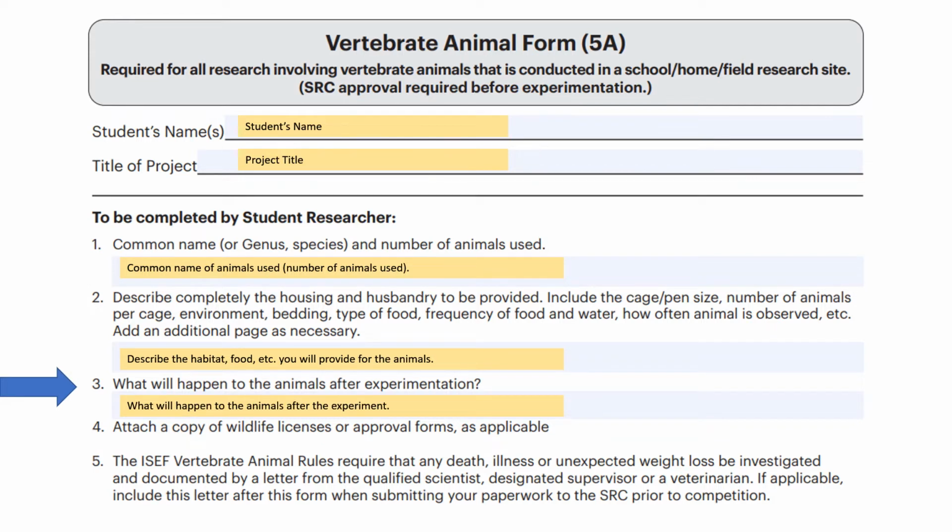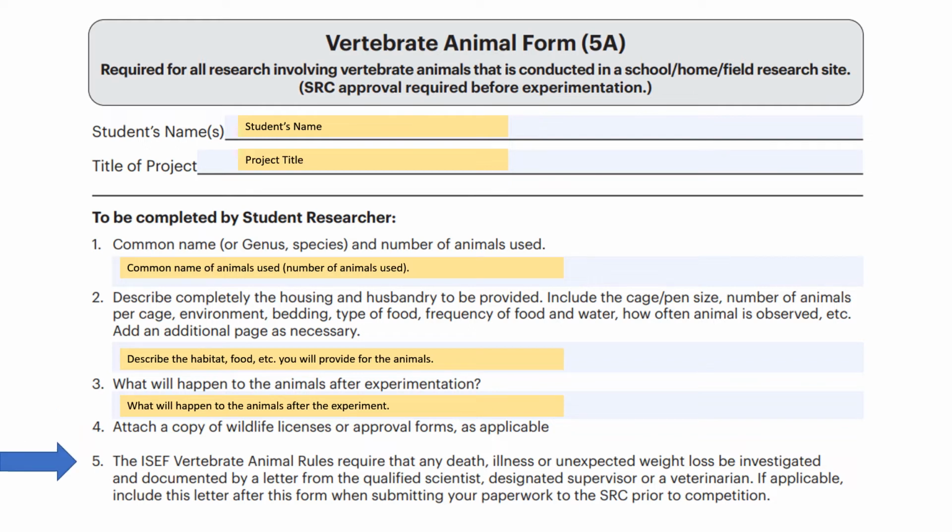Here you will write what will happen to the animals after the experiment is over. Will they be kept as pets, adopted out, given to a shelter? Animals may not be released into the wild without documented approval from authorized wildlife officials. If you need any wildlife licenses or approval forms to experiment with the animals, those documents must be attached to this form. This would typically apply to certain reptiles, falconry, and aquaculture. Make sure you understand Colorado licensing laws if you will be using non-domesticated animals.